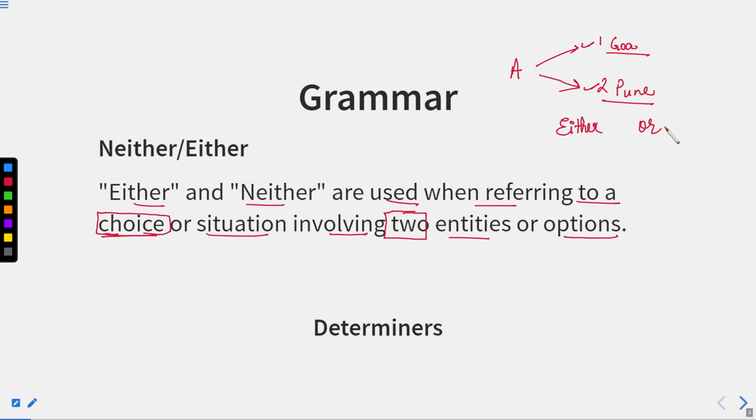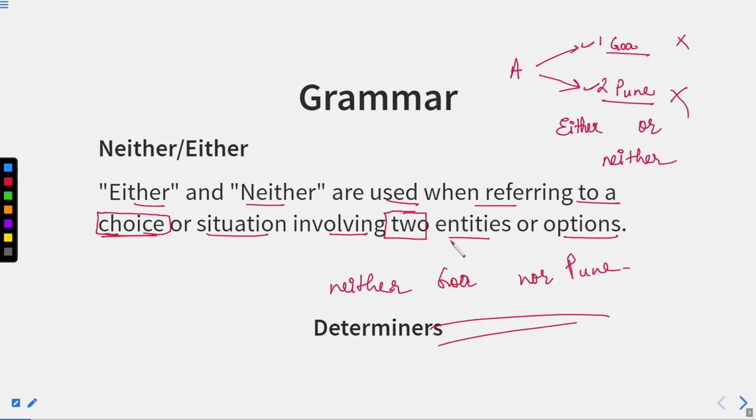And if we talk about neither, suppose he does not want to go to Goa, he does not want to go to Pune, it means he wants to visit neither. It means neither Goa nor Pune. It means he doesn't want to select any. So if he doesn't want to select any, we can use neither nor.